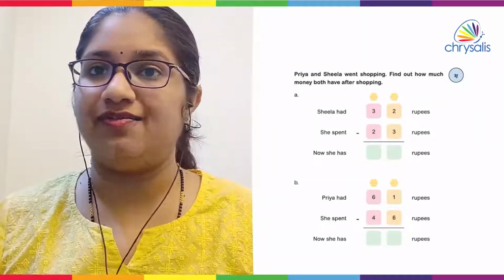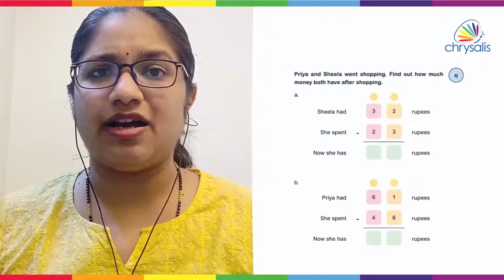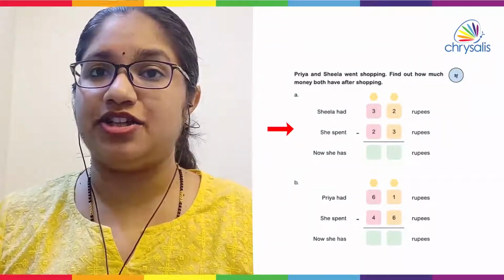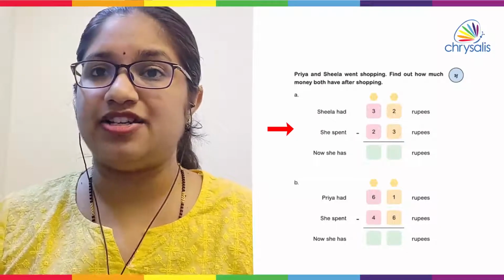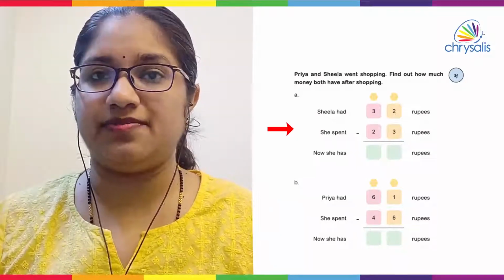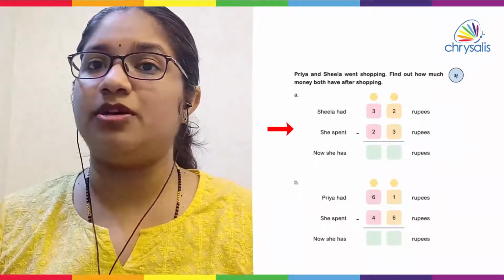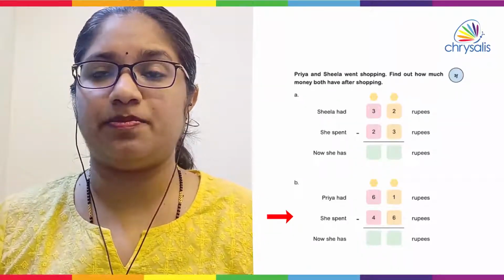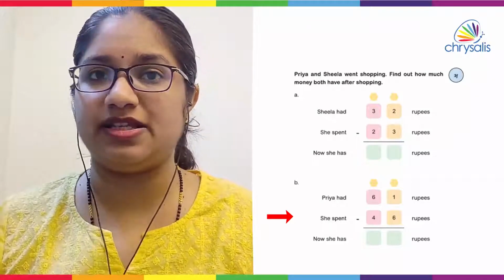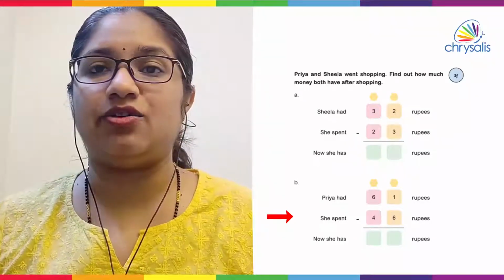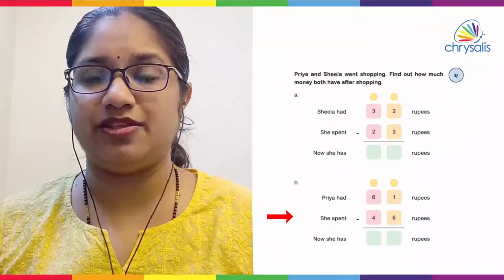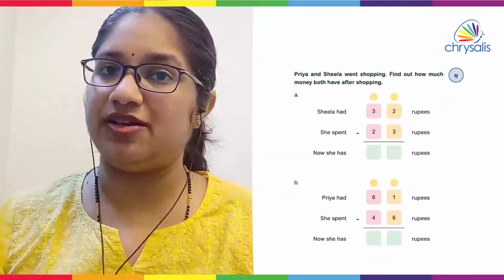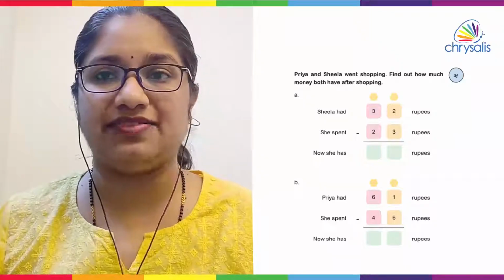Priya and Sheila went shopping. Find out how much money both have after shopping. Sheila had 32 rupees and she spent 23 rupees. Subtract to find how much money Sheila is left with. Priya had 61 rupees and she spent 46 rupees. Subtract to find out how much money Priya is left with. You may complete this activity as home fun. You can involve your family to help you with this activity too.